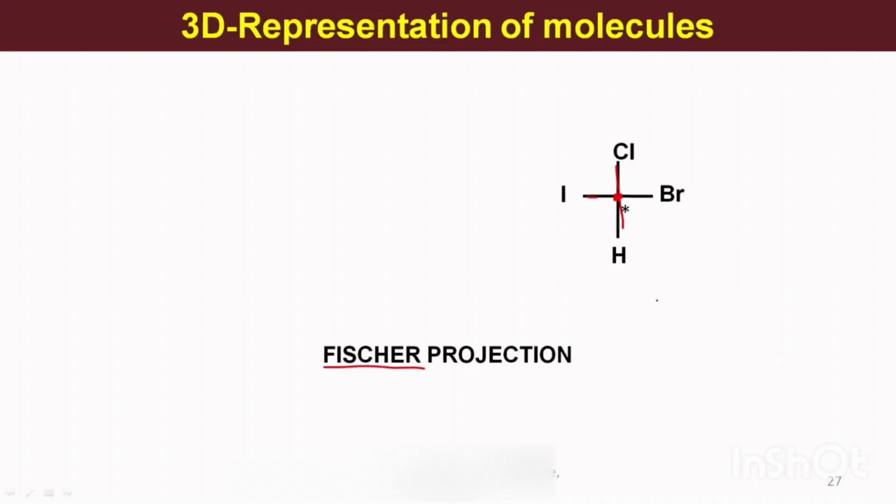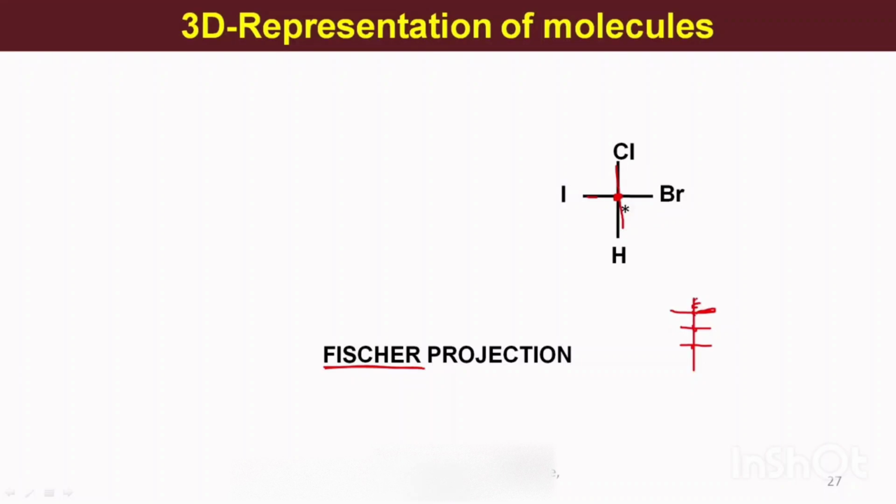So there are a few rules that have to be followed while writing the Fischer projection formula. The carbon atoms in a chain are represented on a vertical line, and the non-terminal atoms are represented by horizontal lines. The carbon atoms may not be represented by the letter itself, and the intersection of two lines will depict the carbon atom at the center. All the horizontal lines of a Fischer projection formula are projected towards the viewer, and all the vertical lines are projected away from the viewer.